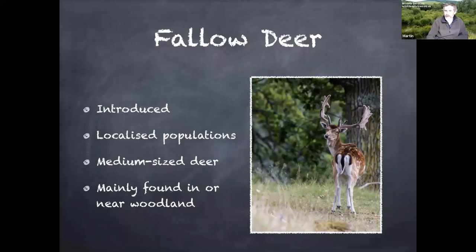The fallow deer is an introduced species. Very localized populations, but those populations can be quite dense. It's quite possible to see tens or even twenties of these animals together. They're quite a big deer. Not as big as a red, but much bigger than the roe deer, mainly found in or near woodland. And you'll notice the tail there is very distinctive, black top to the tail against a white bum. So if you see a black tail against a white bum, then that's probably a fallow deer. And those distinctive palmate antlers during the rutting season.